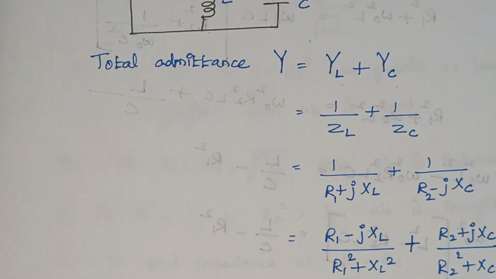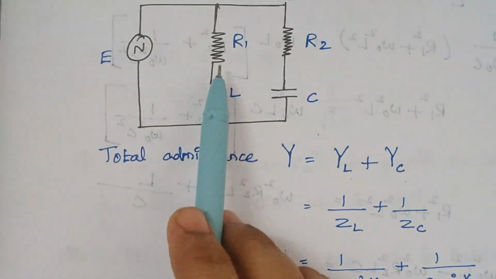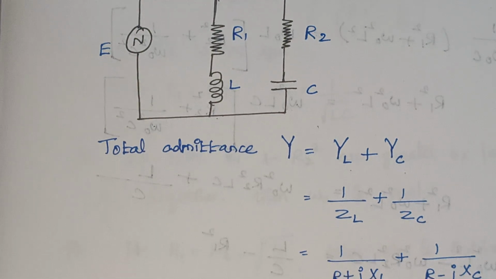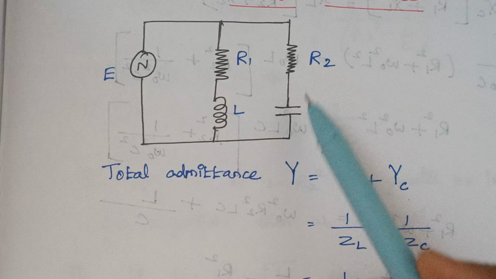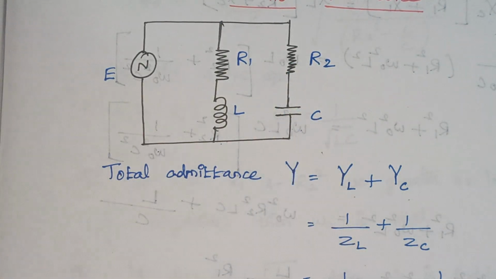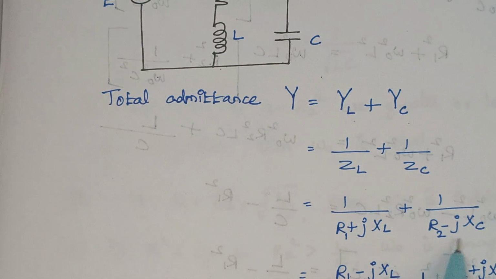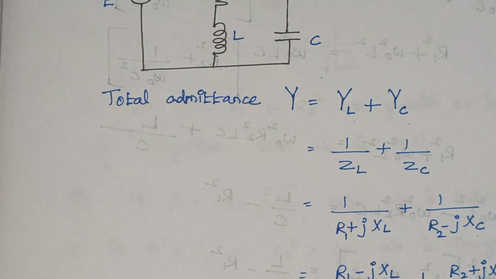Again, ZL is given by R1 plus JXL because in this branch we are having R1 and L. So it is written as R1 plus JXL. When you look at this branch, R2 and C, therefore it is written as R2 minus JXC because of the capacitance here.